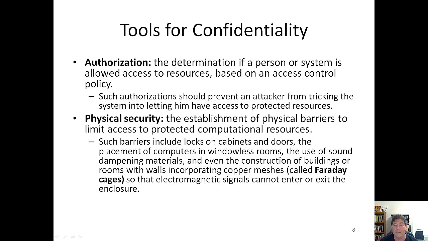Physical security is the establishment of physical barriers to limit access to protected computational resources. Such barriers include locks on cabinets and doors, the placement of computers in windowless rooms, the use of sound dampening materials, and even the construction of buildings or rooms with walls incorporating copper meshes, sometimes called Faraday cages, so that electromagnetic signals cannot enter or exit the enclosure.